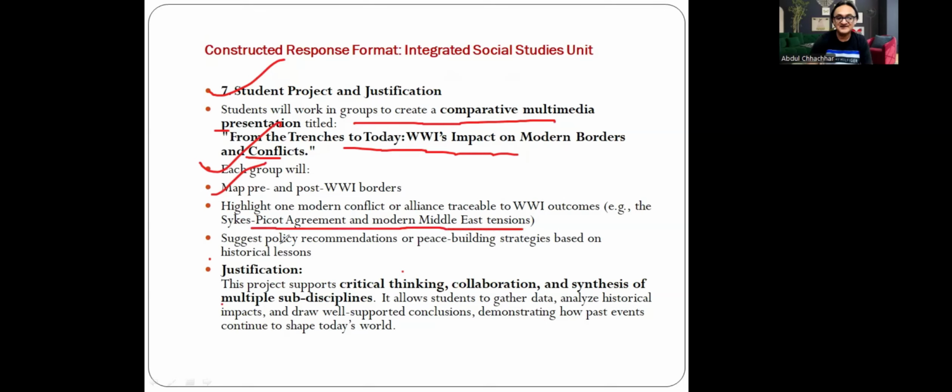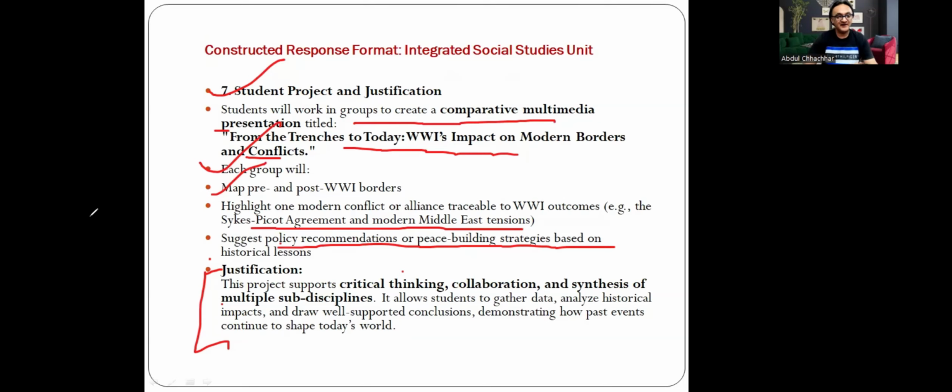Okay. Suggest policy recommendations or peace building strategies based on the historical lessons. Recommend how they can resolve this conflict. So in this justification, critical thinking we are applying, collaboration we are applying, synthesis we are creating something, and multiple disciplines are integrated. So this is actually the constructive response that you have designed.